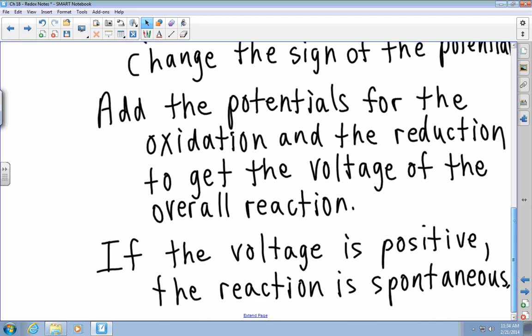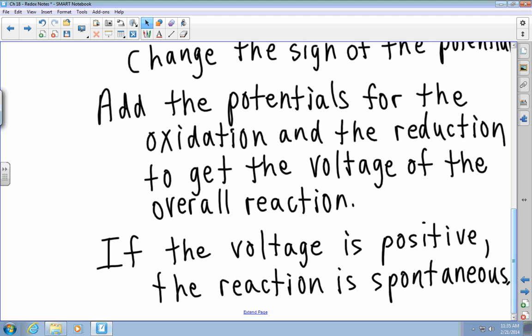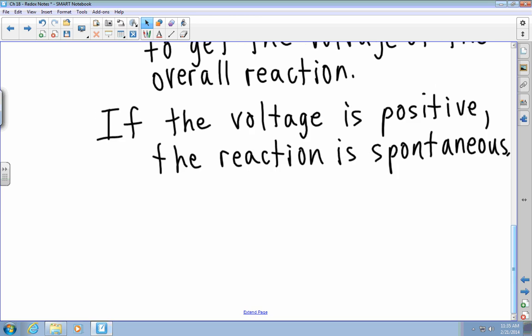So again, the same way in thermochemistry, when you added the reactions, you added the delta H's. Here you add the potentials. So you add the potentials for the oxidation and reduction, and you get the voltage for the overall reaction. If it's a positive voltage, then the reaction is spontaneous. In other words, the reaction will just go by itself. If the voltage is negative, the reaction won't go by itself.